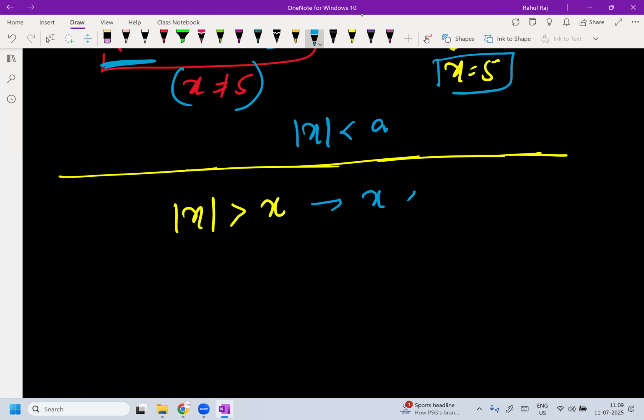The one who will be setting your paper, always remember, they won't write x is negative and all these things. They will simply put mod x greater than x. It is your job to understand that mod x can only be greater than x when x is negative. So they are trying to say that you take x negative and solve the question. Imagine if I say minus x mod x greater than x. What does this mean?